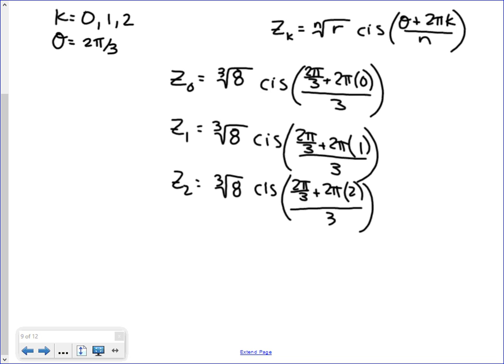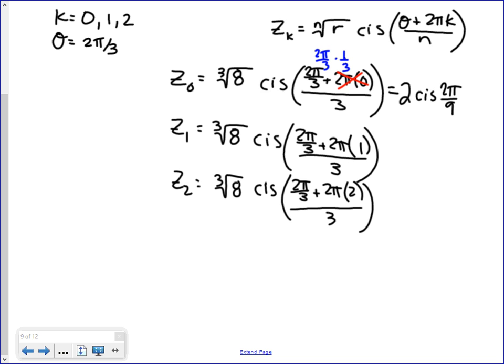Okay. So next up, I would simplify things. So I'm going to simplify that theta plus 2 pi k over n piece. On the first one, 2 pi times 0, that's just 0, right? And then I have 2 pi over 3 divided by 3. That's like 2 pi over 3 times 1/3. So that whole angle is going to simplify to be 2 pi over 9. Okay. So I can simplify this. And what's the cube root of 8 out front? 2. If it comes out nice, you could reduce it. If it's not a nice number, I'd just leave it alone. Like the cube root of 9, I would just leave as cube root of 9. But I can say this is 2 cis 2 pi over 9. Okay, so I found that first root in trig form.